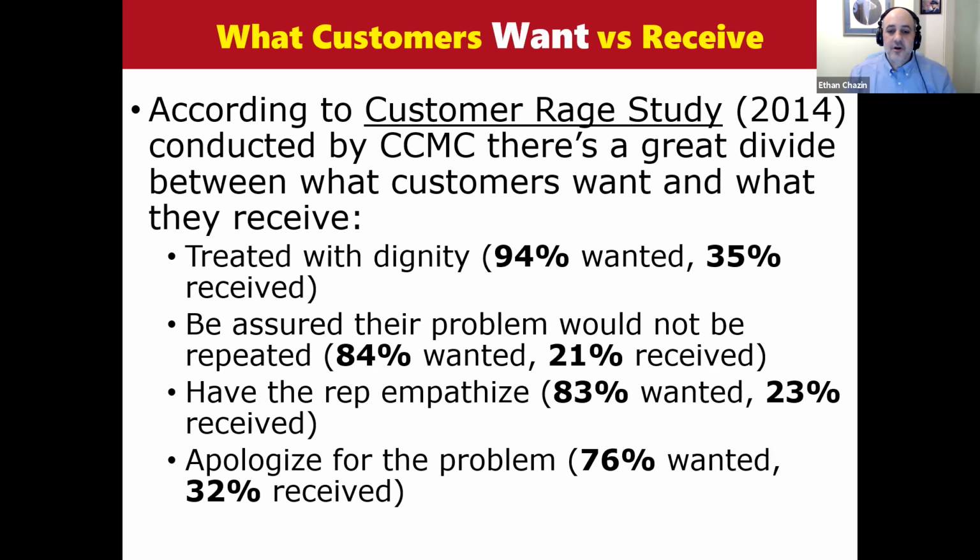Have that sales representative empathize with me, the customer: 83% want it, 23% receive it. The customer wants the organization that does them wrong, or that they perceive to have done them wrong, to apologize. Who doesn't? 76% say they want it, 32% say they receive it. Ladies and gentlemen, Houston, we have a problem here. There is a tremendous disconnect between the kind of service that organizations are delivering to their customers and the kind of service customers want, need and expect.